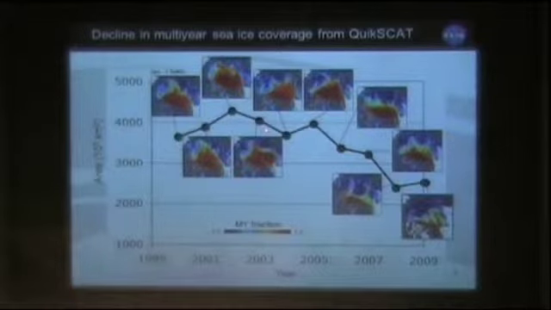the composition of sea ice is changing. Red and warm colors on these plots indicate thick multi-year ice. Blue and cooler colors indicate, or green I should say, indicates thin single-year ice.